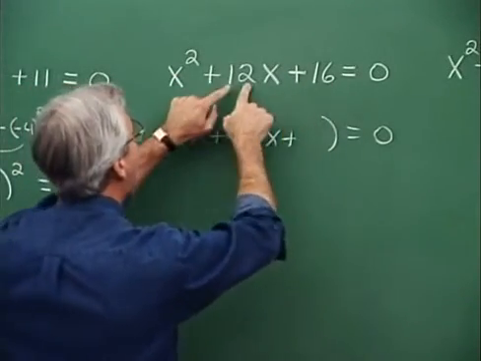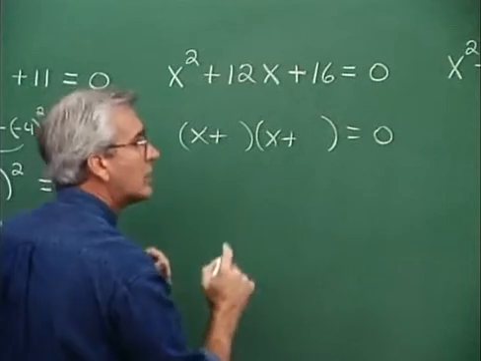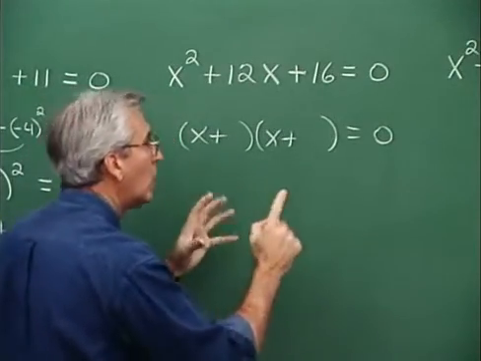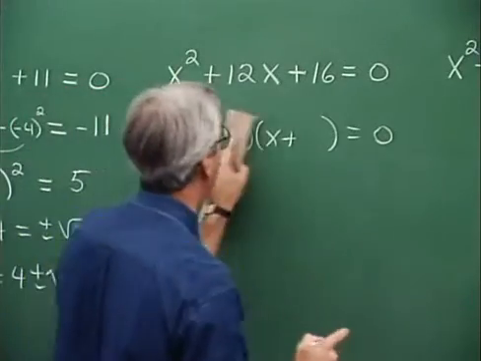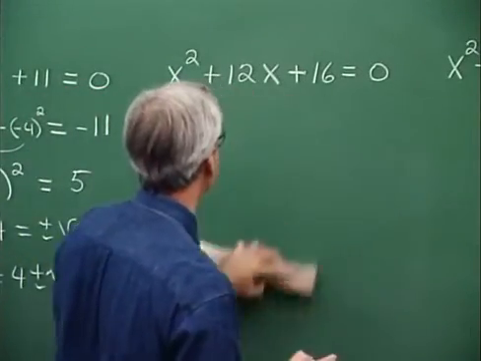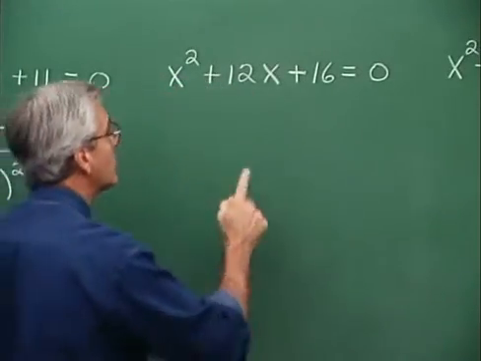Factors of 16 that add to give 12. Let's see, could it be 8, 2? No. Could it be 4, 4? No. Could it be 16, 1? No. So we go through all of that thought process. All right, once we get to that point, we say, aha, let's solve by completing the square.